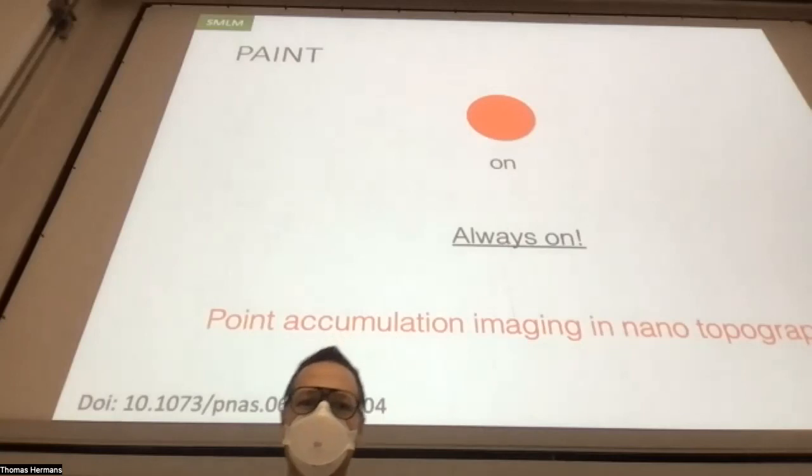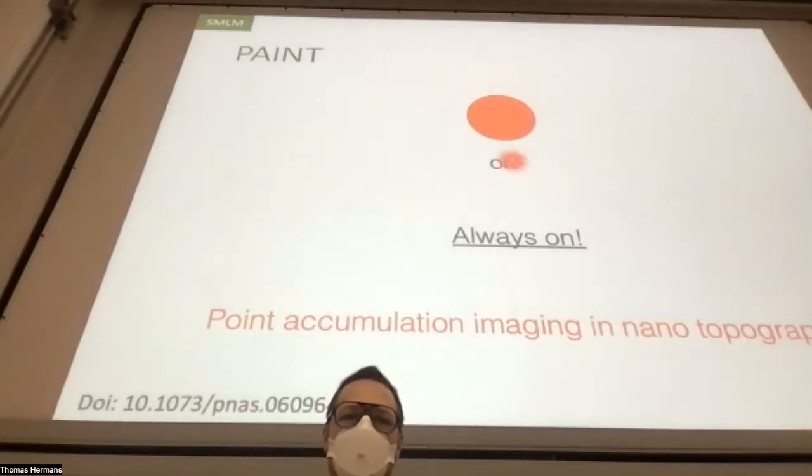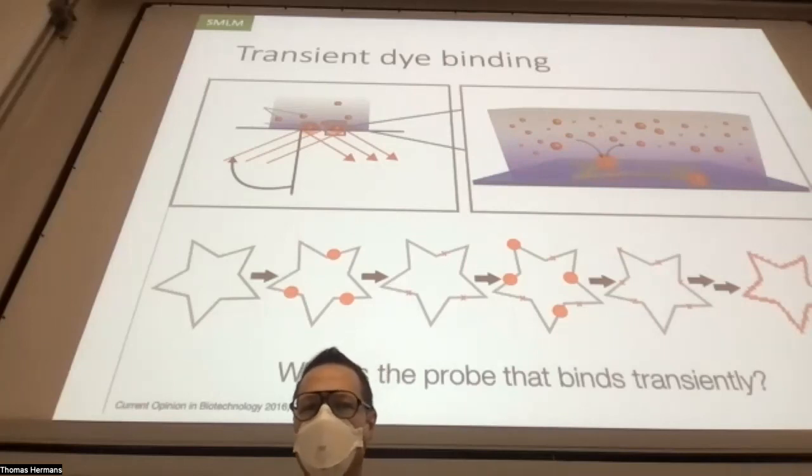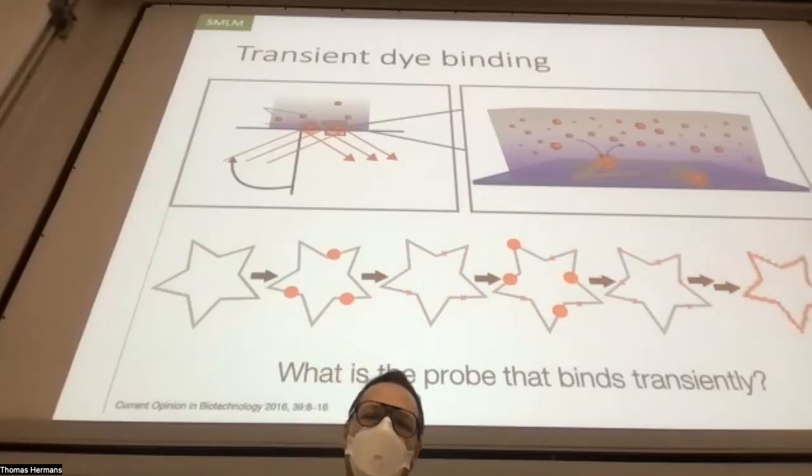Okay, PAINT, the last one. In PAINT, the dye is always on, but the emission depends on whether the dye is bound to the target or not. For example, if I have a flow cell and I have my dye in solution and I have this star here, and the dye can bind to the star, it's fluorescent when it's bound. And then when it unbinds, you don't see it anymore, right? So I will still get fluctuating intensity of fluorescence on this structure, and that gives me high resolution.